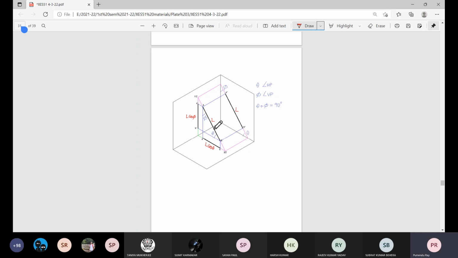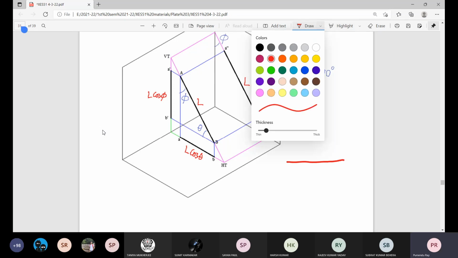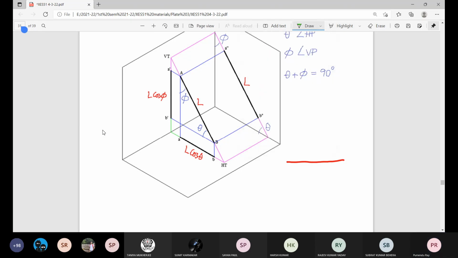Now, if we extend this line to meet the horizontal plane, it is the horizontal trace. We extend this line to meet the vertical plane to have the vertical trace. But how to draw this? If we follow the conventional process that we have, this is the ground line, we have the projector perpendicular to that GL. On that projector, we have the elevation and plan.